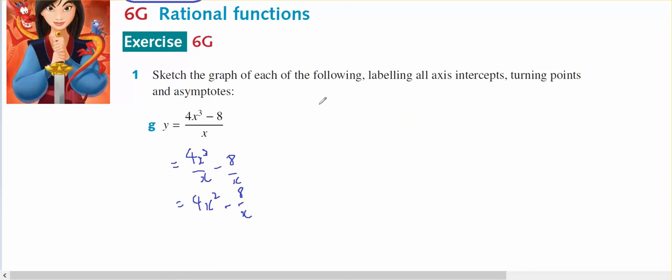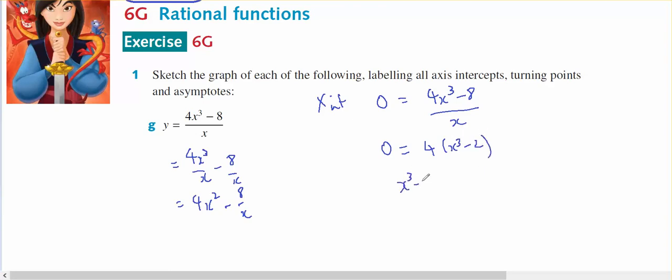Okay, for the x-intercept, you let y equal 0. 0 equals 4x cubed minus 8 all over x. 0 equals, take the 4 out, x cubed minus 2. Therefore, x cubed minus 2 equals 0. x cubed equals 2. x equals the cube root of 2. So there's my x-intercept.